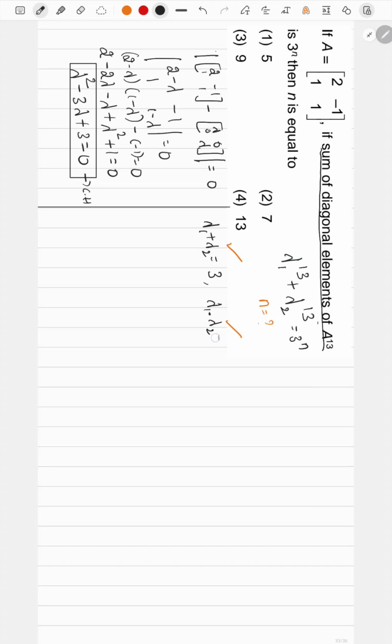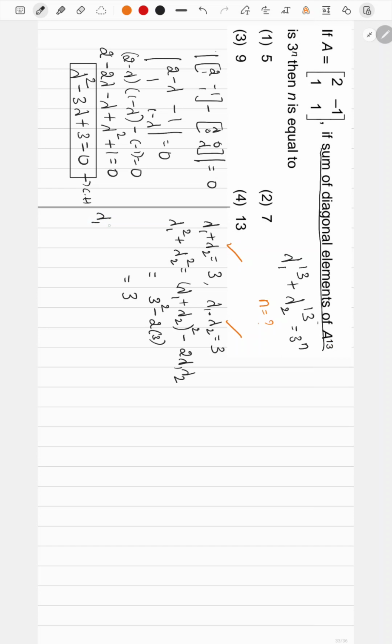Lambda 1 into lambda 2 is equal to 3. Once you get these equations, then you can find lambda 1 square plus lambda 2 square in an easy way. Lambda 1 square plus lambda 2 square is nothing but (lambda 1 plus lambda 2) whole square minus 2 times lambda 1 into lambda 2, that is equal to 3 square minus 2 into 3. This value is nothing but 9 minus 6, that is also equal to 3.